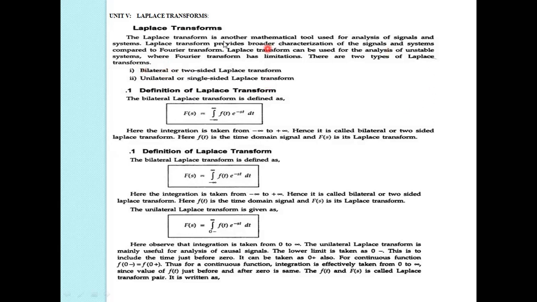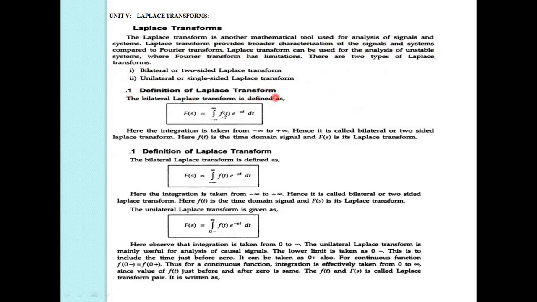Okay. The Laplace transform is another mathematical tool used for analysis of signals and systems and provides a broader characterization of signals and systems compared to the Fourier transformation. The Laplace transform is used for analysis of unstable systems where the Fourier transform has some limitations. There are two types of Laplace transformations, bilateral and unilateral.